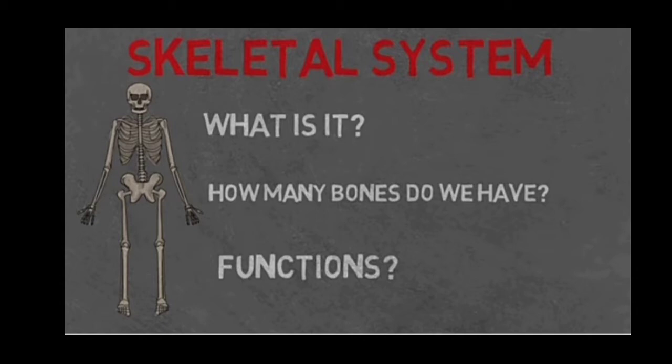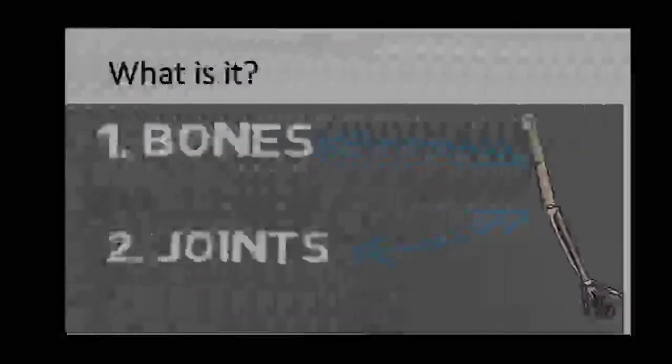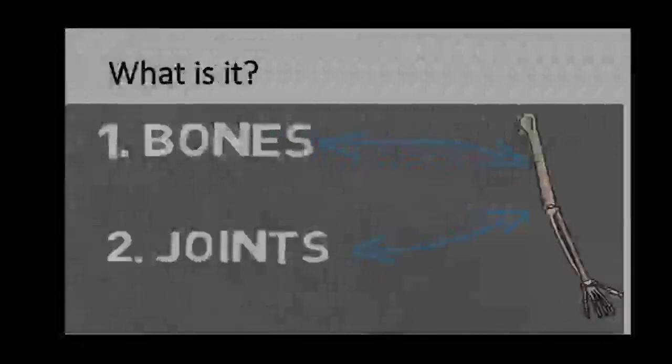First, what do you mean by skeletal system? The skeletal system is made up of bones and joints. The skeletal system is a framework of bones, cartilage, and ligaments which supports all organs. If the skeleton were without joints, no movement would take place.